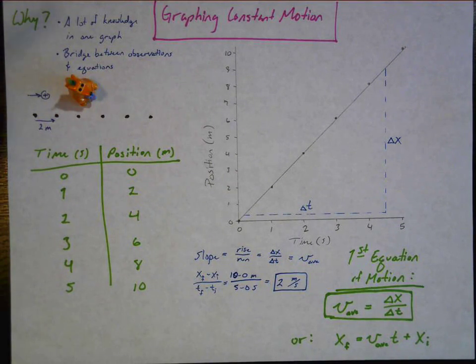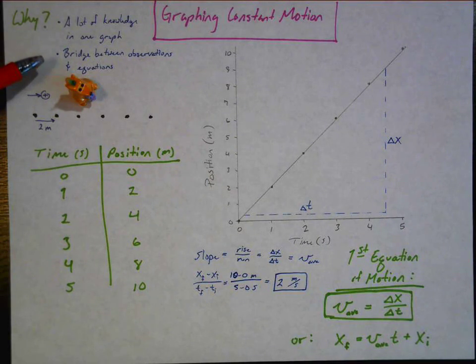So why do this? Why graph this data that we record for a moving object? Well, there's a lot of knowledge in one graph. And we're only going to look at one graph today, but we're going to see more examples and more sophisticated situations. And these graphing skills are extremely important.